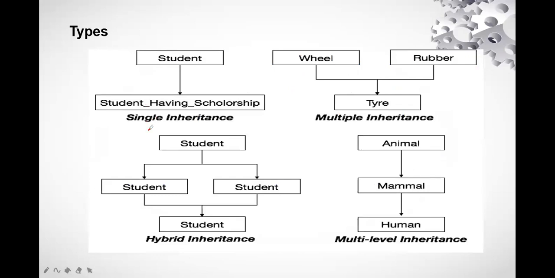The first one is single inheritance. I have already shown you, but still I can show you that there is student. I'm taking it in concept of this implementation. That is student is a super class. This is a super class or the base class or the parent class. And this one is what? This one is the child class or the subclass or the derived class.